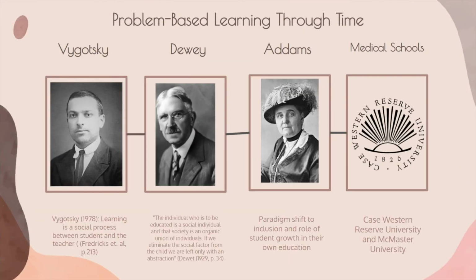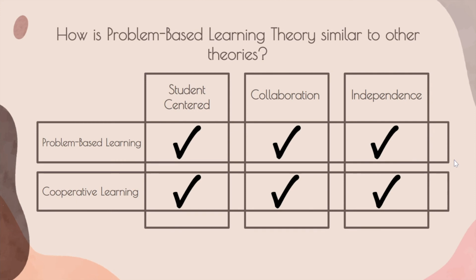So briefly looking through time, Lev Vygotsky and John Dewey first brought up the importance of learning being a social process and being student-centered. Jane Addams then also added that it's important that we are inclusive in our learning. And finally, problem-based learning was first established by universities of medical schools as they used this theory to prepare their med students.